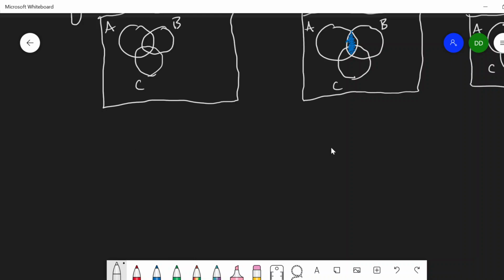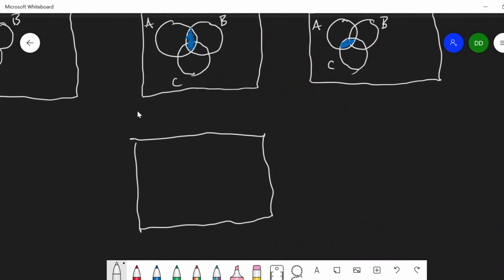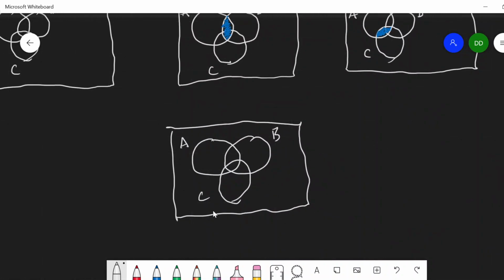So for this one, I'll need to look at B union C and then take the intersection with A. Okay, I'll make that a little bit bigger. C again. Forgot what I wanted to do. I want to do B union C first. So let's indicate B union C here. So B and C, everything that's in C, and everything that's in B. So that's all of this stuff.